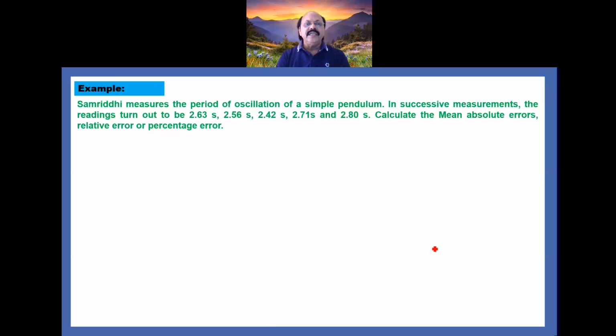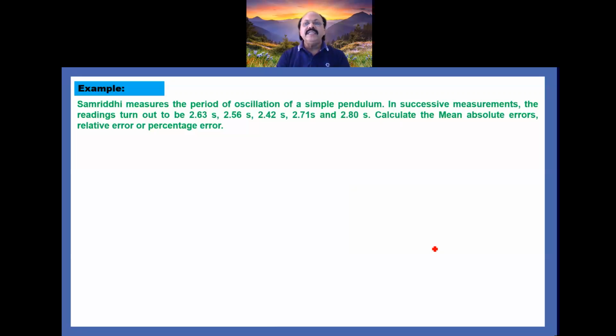So your question is here. Samriddhi measures the period of oscillation of a simple pendulum. In successive measurements, the readings turn out to be 2.63 second, 2.56 second, 2.42 second, 2.71 second, and 2.80 second. Then calculate the mean absolute error, relative error, and percentage error.